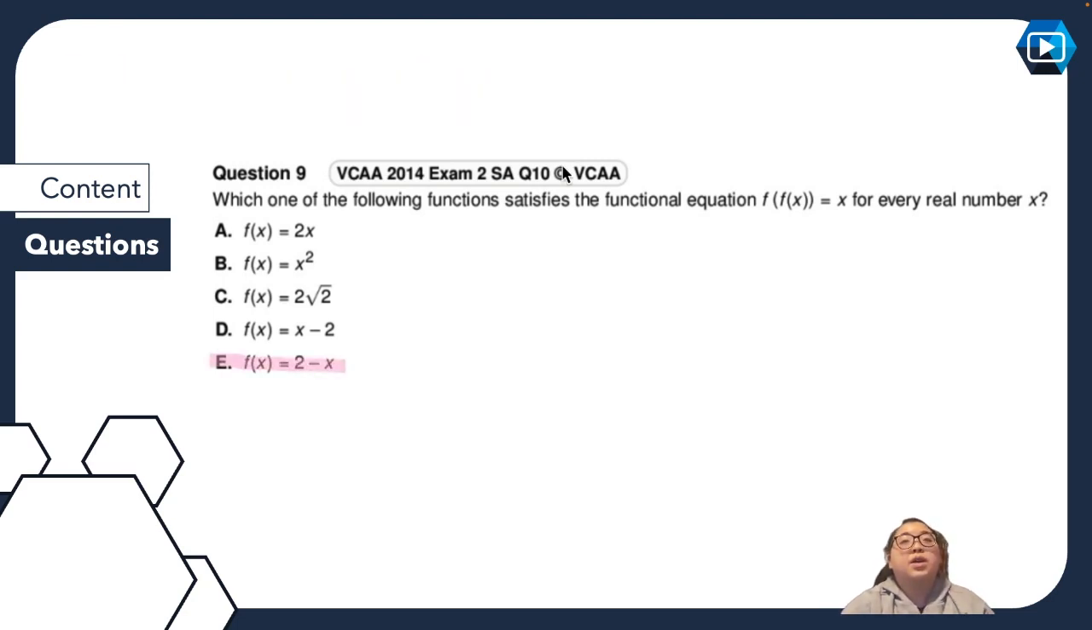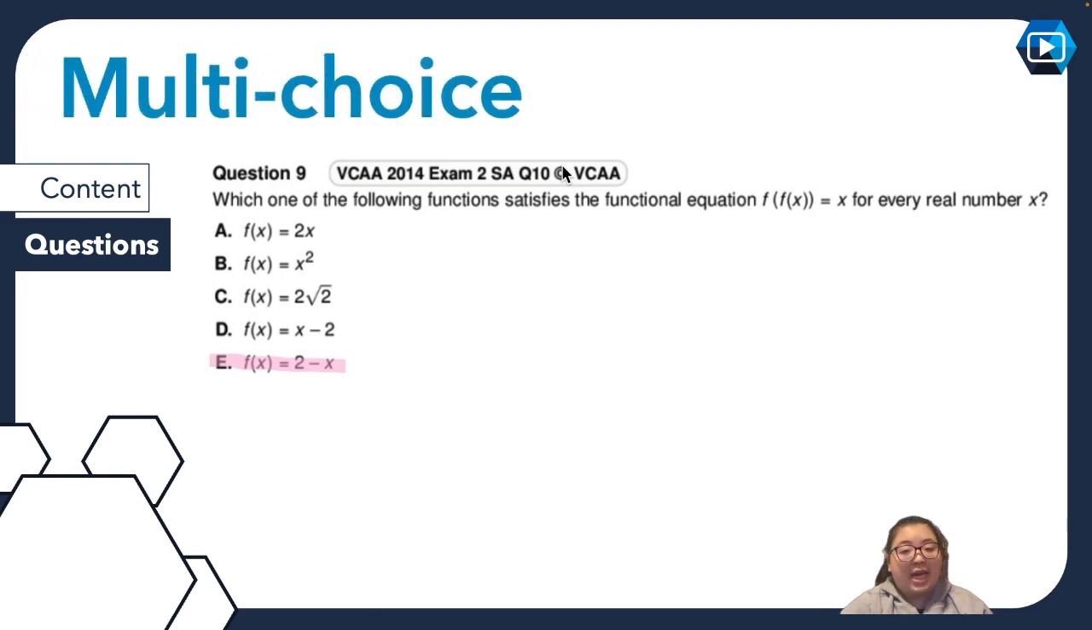So the correct option here is E, and we'll talk about why. For the first option, if we were to plug that into f of x, what we would have is 2 times 2x, because we're just plugging f of x into the position of x. So what we'll get here is that it will just equal 4x.